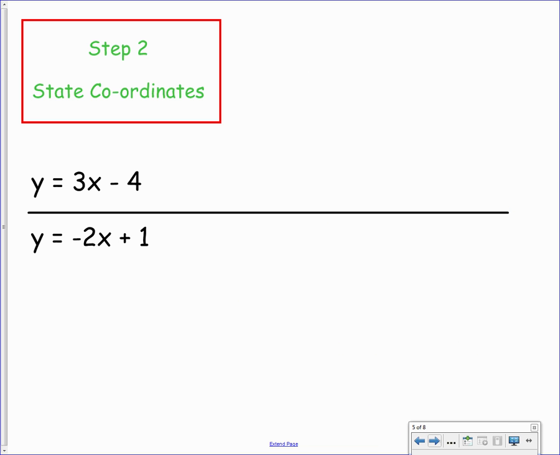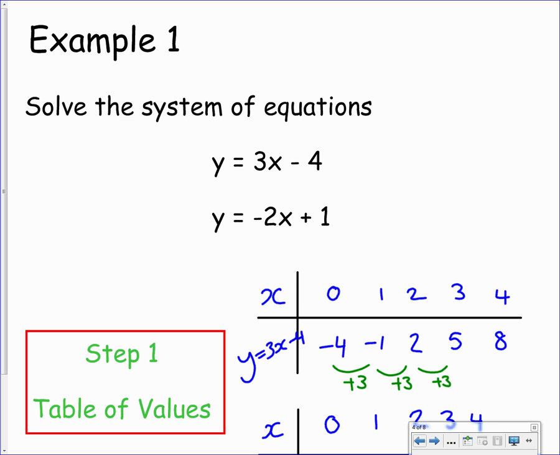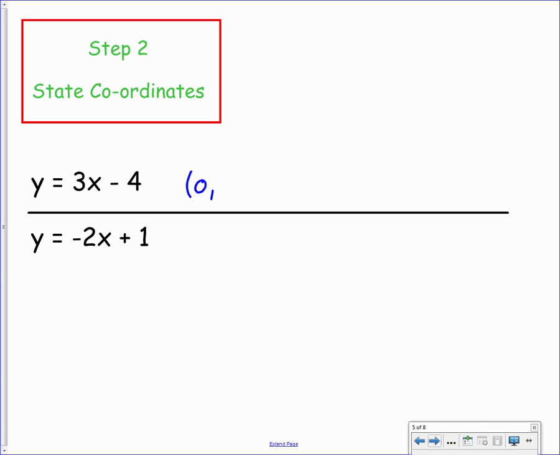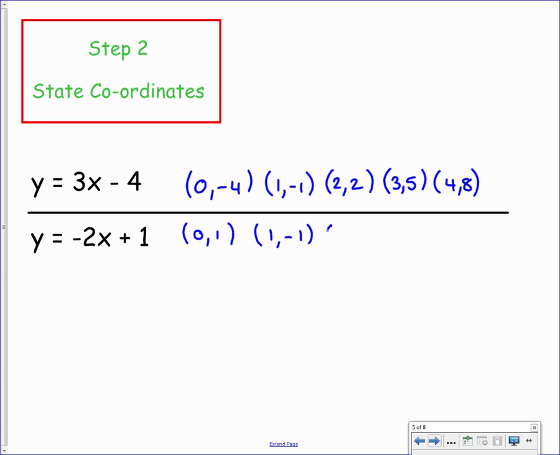Right, that brings us on to step number 2. We just need to state the coordinates for now. These coordinates come from the table of values that we've just worked out. So we match it up in pairs of x and y. So if we flip that just now, our first coordinate for the line y equals 3x minus 4 comes from these two values. So we get 0, negative 4. We then have 1, negative 1, and so on. So if we do this for both sets of lines, we get the coordinates 0, negative 4, 1, negative 1, 2, 2, 3, 5, and 4, 8. So those are the points in which y equals 3x minus 4 passes through. We then have the coordinates 0, 1, 1, negative 1, 2, negative 3, 3, negative 5, and 4, negative 7. Those are the points in which y equals negative 2x plus 1 passes through. Again, pause the video just now and copy this into your jotter.